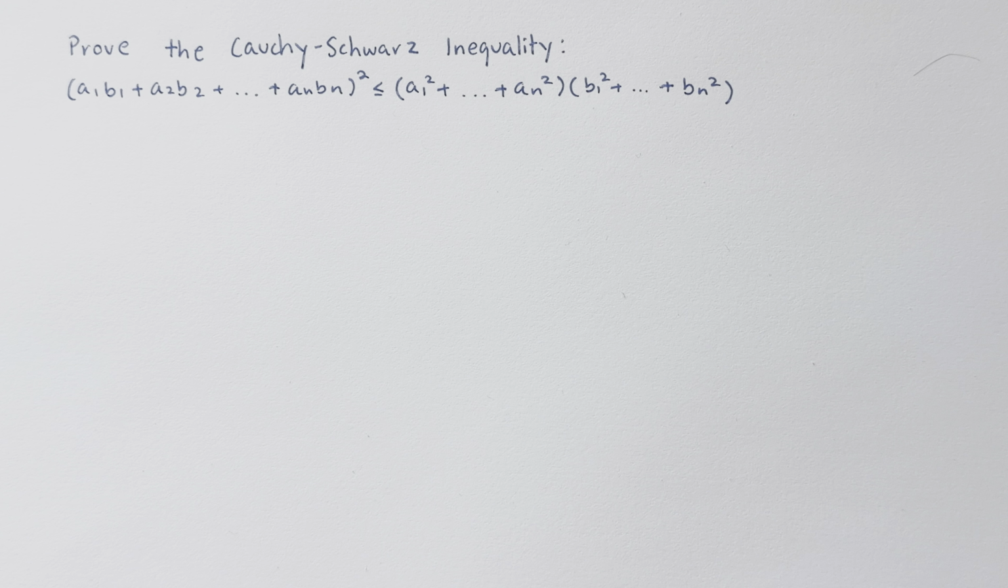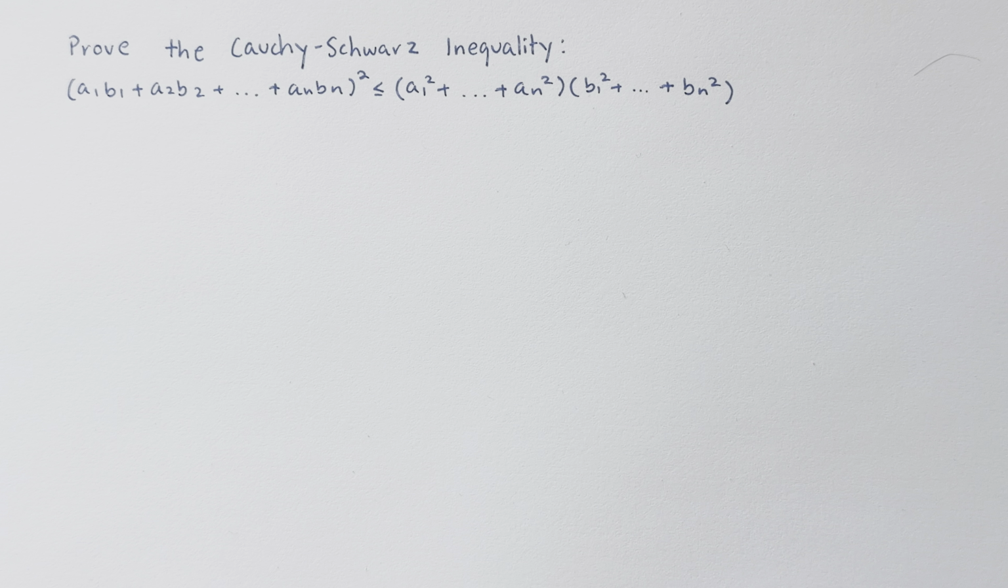In this video, we will prove the Cauchy-Schwarz inequality. We want to prove that (a1 b1 + a2 b2 + ... + an bn)² is less than or equal to (a1² + ... + an²) times (b1² + ... + bn²).